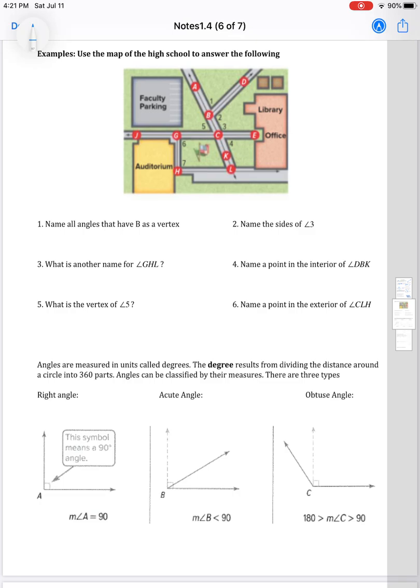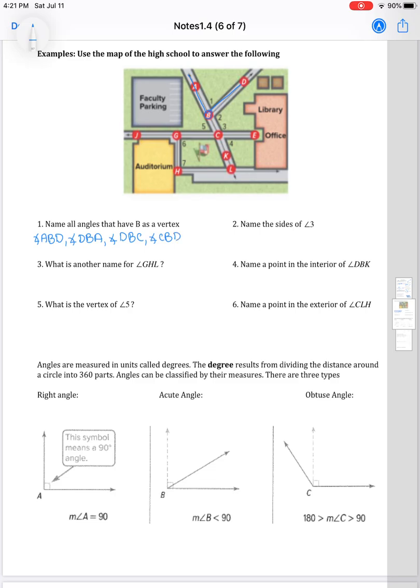Let's practice with an actual diagram here, or a map of the high school. Not necessarily our high school, but we're going to practice identifying parts because it's important to be able to pull stuff from a diagram. It says name all angles that have B as a vertex. Remember, a vertex is the middle letter of an angle. There are lots of different angles that we can name. B is right here. If I'm going to use letters, I need to make sure that I'm using 3. So I can go with this direction, ABD. I can call it angle ABD. I can flip that and say angle DBA.